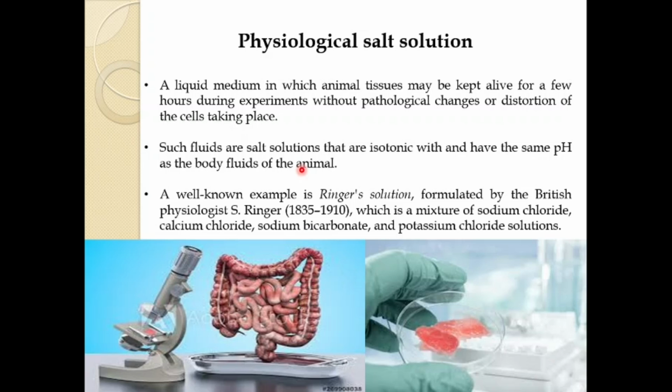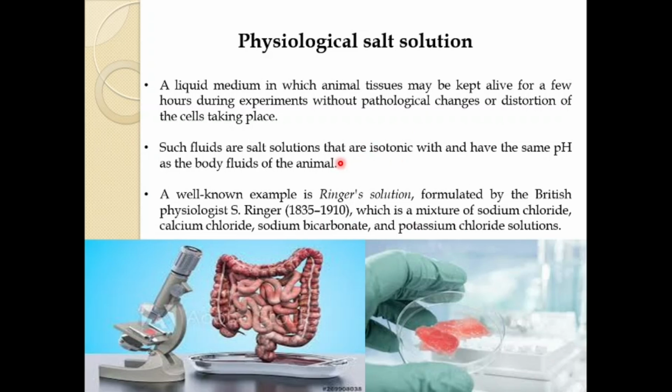And the first physiological salt solution is known as the Ringer solution, because that was formulated by the British physiologist S. Ringer. On his name we call it the Ringer solution, and that Ringer solution is a mixture of sodium chloride, calcium chloride, sodium bicarbonate, and potassium chloride solution.